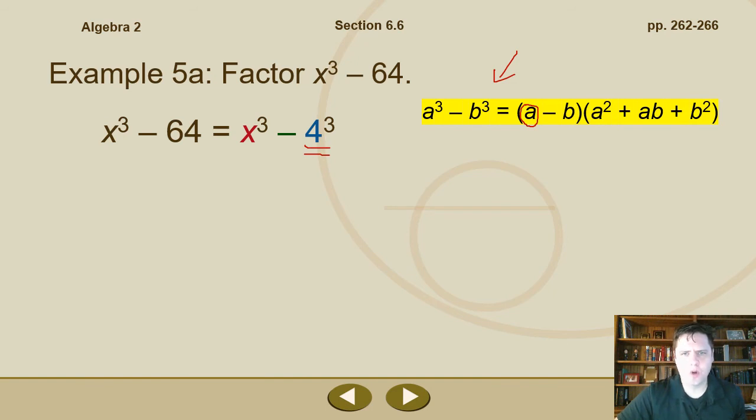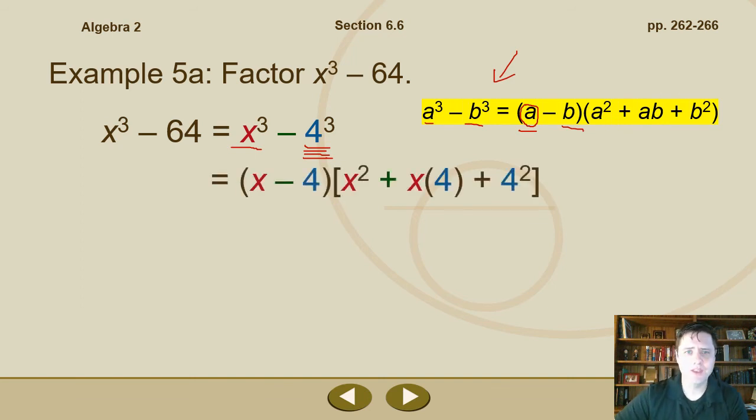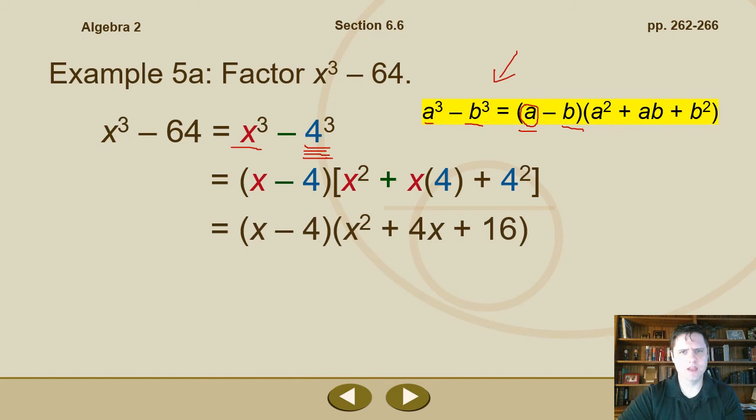So now we have the form of a and b, each of them being cubed, and there's a difference between them. So now we just plug in x for wherever there is an a, and we plug in the 4 for wherever there is a b. So it looks like this: x minus 4 times x squared plus x times 4 plus 4 squared. And after having done that work, we get x minus 4 times the quantity x squared plus 4x plus 16.